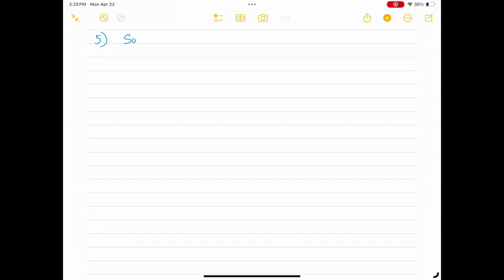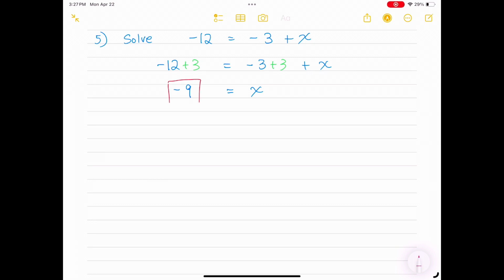Example 5. Solve. Negative 12 equals negative 3 plus x. To isolate the variable x on the right-hand side of the equation, we must add 3. And whatever we do to the right-hand side of the equation, we must balance by doing the same to the left-hand side of the equation. So on the left-hand side, we have negative 12 plus 3, which equals negative 9. On the right-hand side, negative 3 plus 3 cancels out to 0, so we have x by itself.